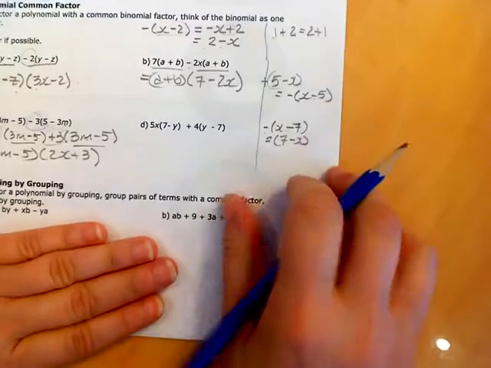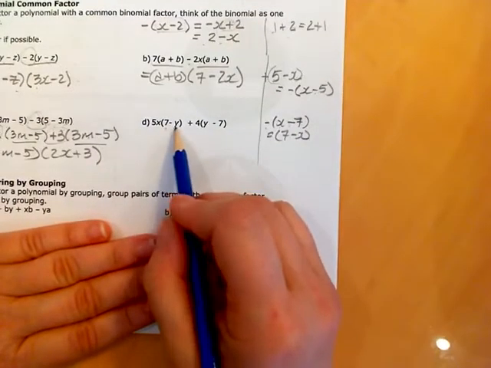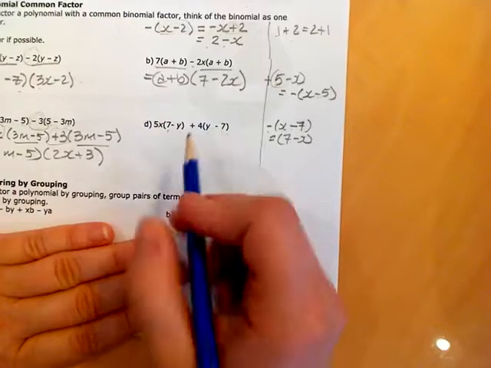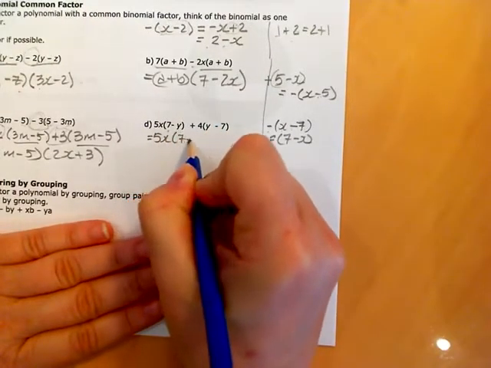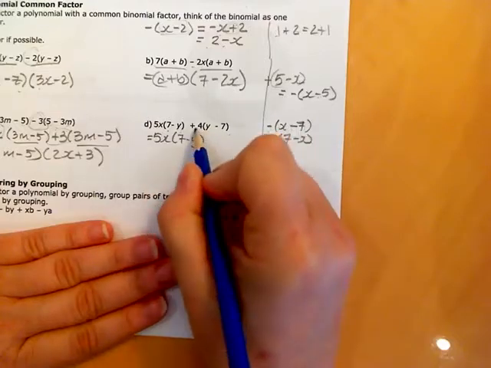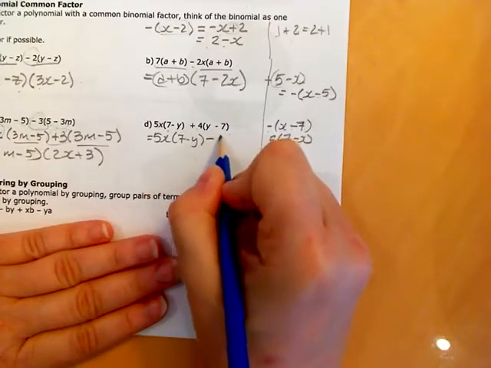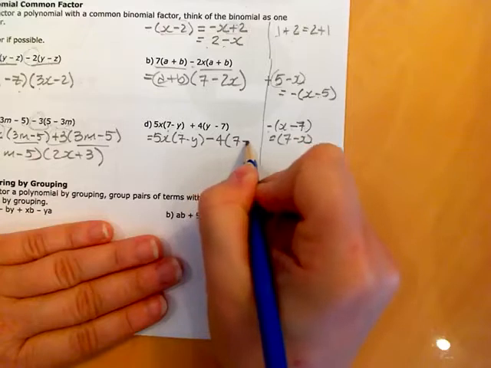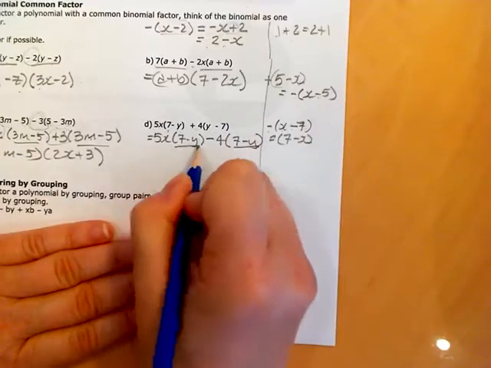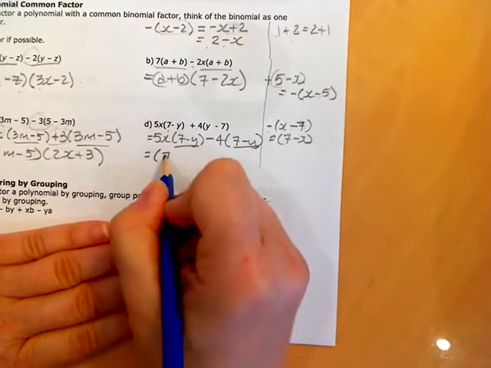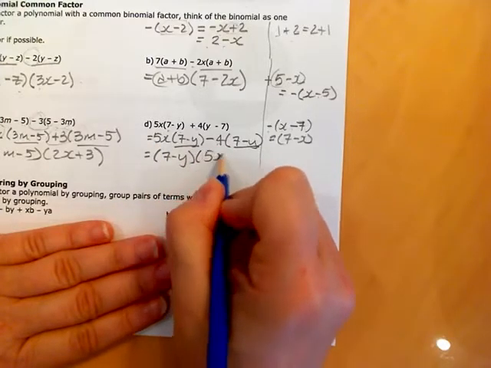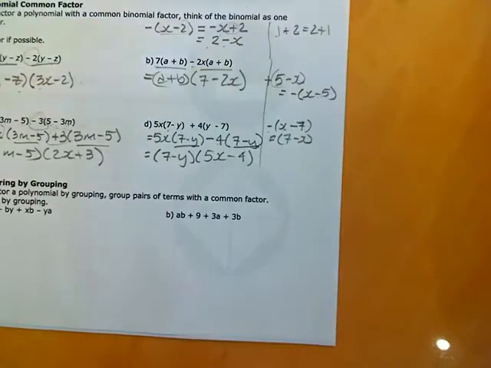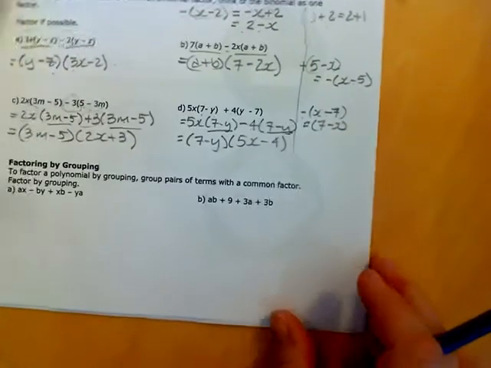Let's try another one. Here we have 7 minus y, and here we have y minus 7. So I could just keep this and change that from positive 4 to negative 4 and flip. And when I do, these are the same. And now I can common factor them out and then write down what's left, 5x minus 4. Okay? Now let's take it even a step further.